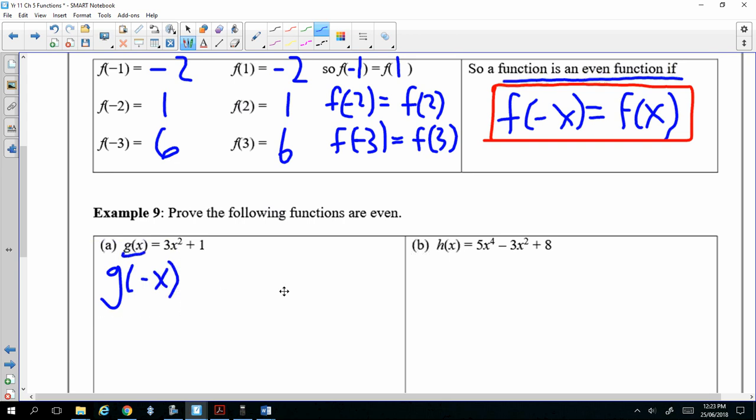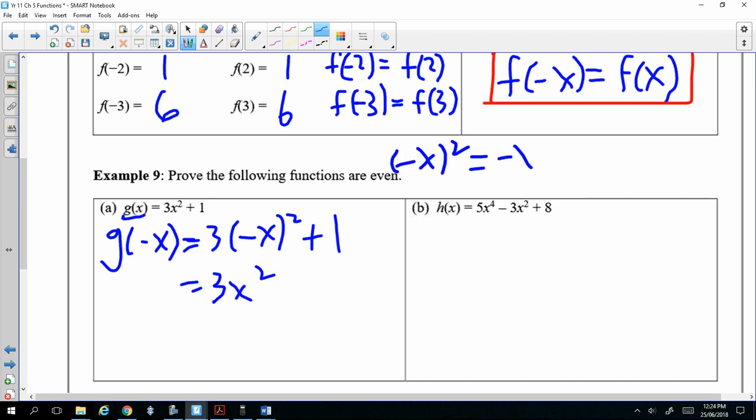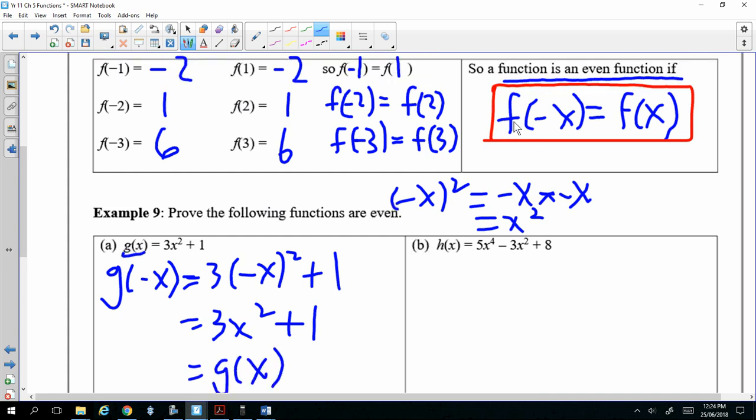Yes? Now, what happens when you square -x? What do you get? You get positive x squared, right? Because when you square -x, it means -x times -x. And when you times negative by negative, it's positive. So you get positive x squared plus 1. Now, what's this? This is exactly same as itself. Does it fit that definition? I've proven f(-x) equal to f(x), like g(-x) equal to g(x). So you say, therefore, g is an even function.